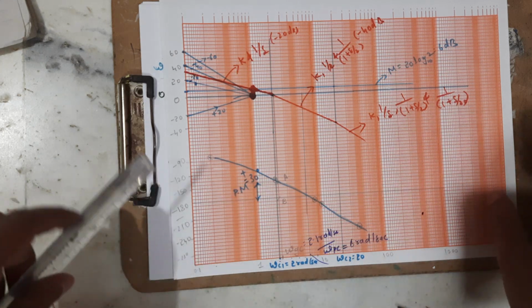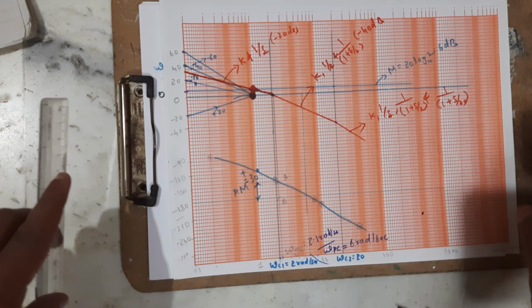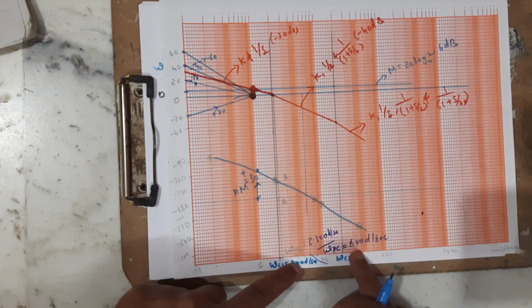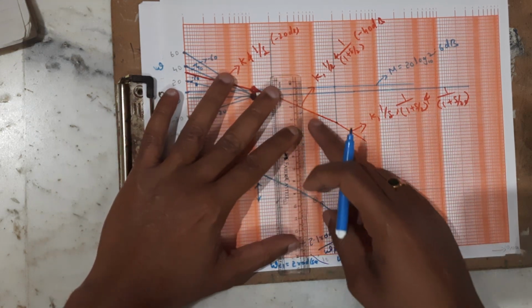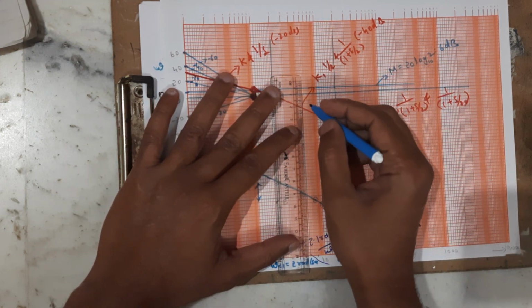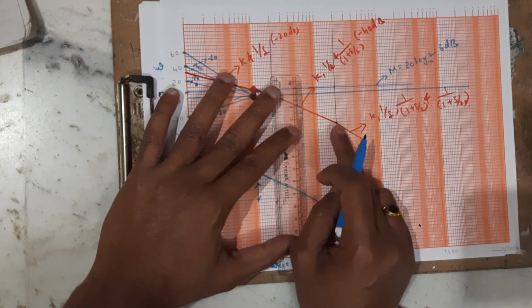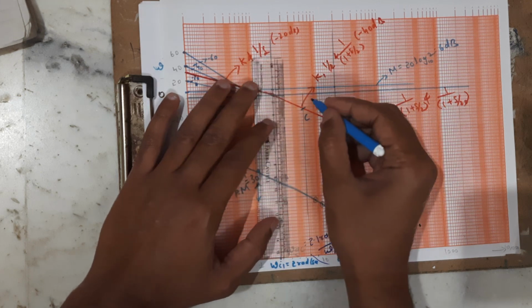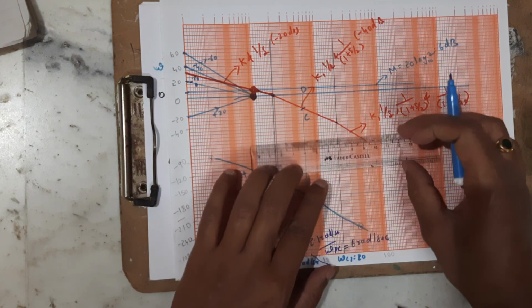Next one, we have to find out the gain margin. How to find out the gain margin? So for that we need to consider omega pc, that is 6 radians per second. From this point I have drawn a vertical line upwards. So here it is intersecting this magnitude plot at C and this reference at D. So what is the distance from this to this?